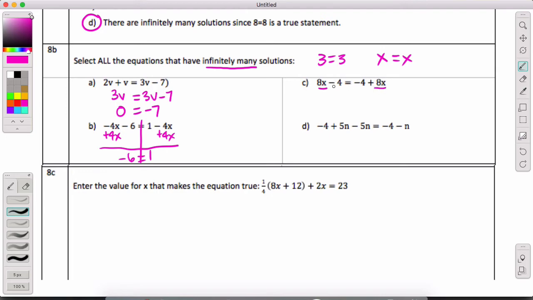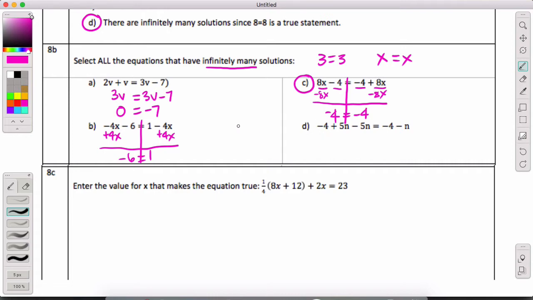That's always true. It's always the same. And we also have negative 4 equals negative 4. So that does have infinitely many solutions. And I could quickly do some math to show that as well. Take away 8x from both sides, and I get negative 4 equals negative 4. That is an always true statement. So that has infinitely many solutions. That means the two lines would intersect everywhere on a graph.